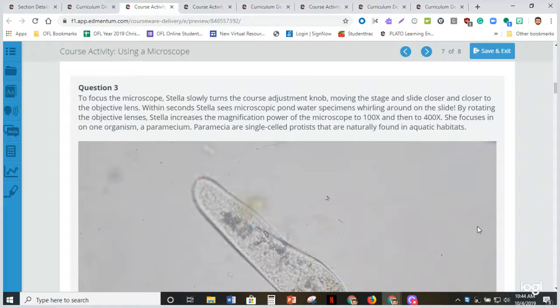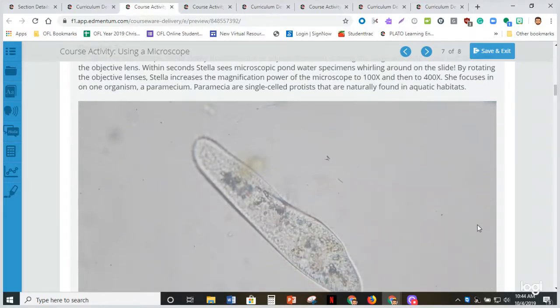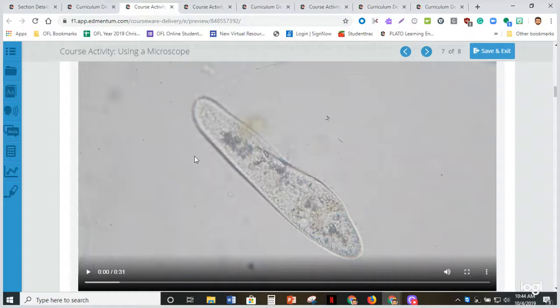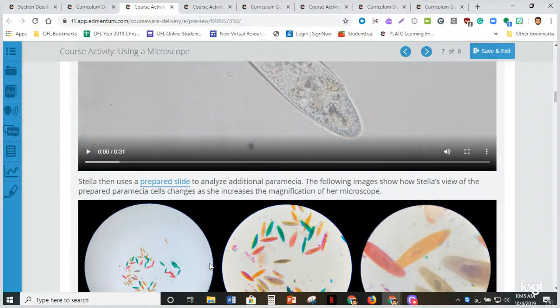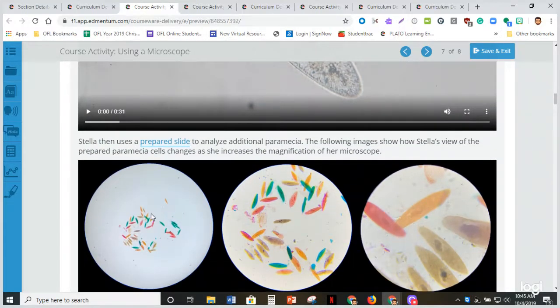Watch this video for question 3. You're going to be taking a look at the slide that Stella's looking at. You're going to be seeing what kinds of things you can see within the microscope because it's at the 400x magnification. Watch the short 30 minute video. Then you're going to read how she prepares slides.